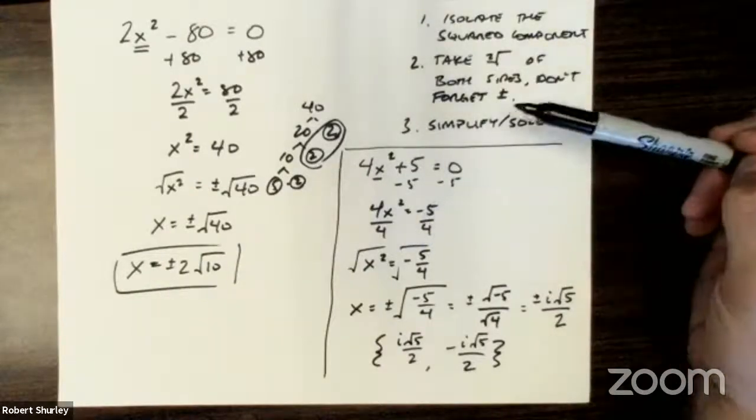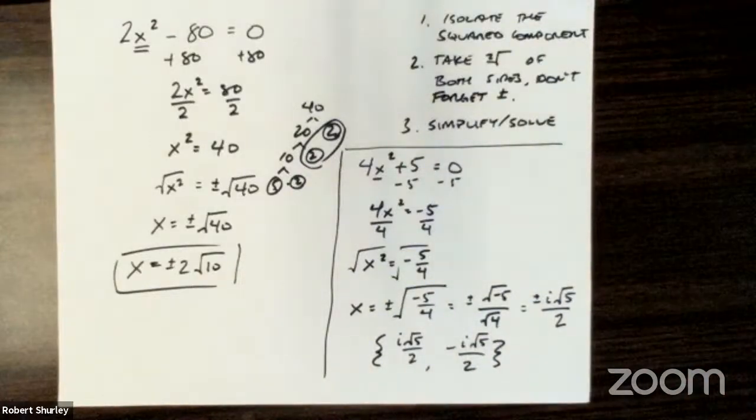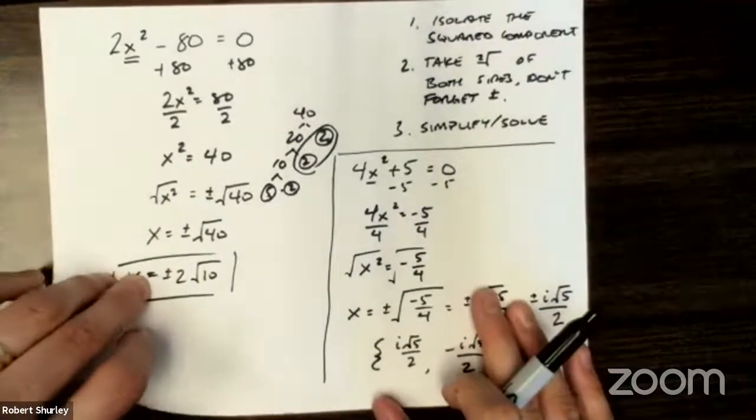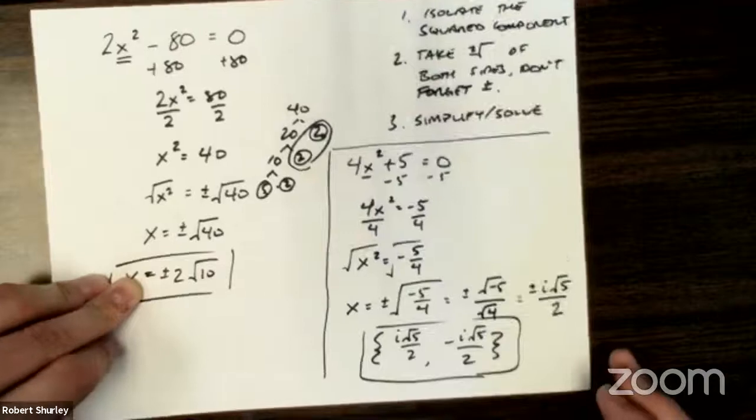So remember the goal: isolate the squared component, take the square root of both sides, and then simplify and solve, right? Simplifying sometimes turns out to be the harder part because we just don't remember. It's been a few days since we simplified. But that is our solutions.